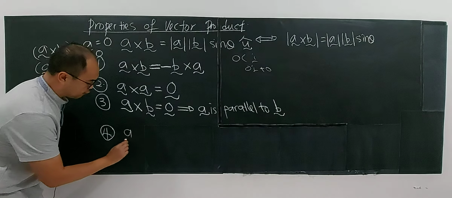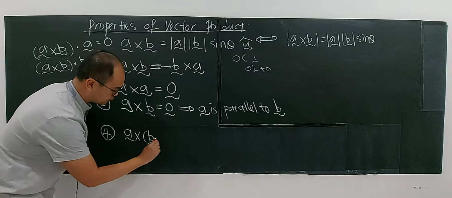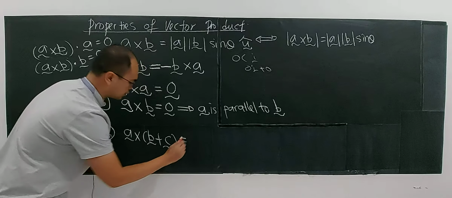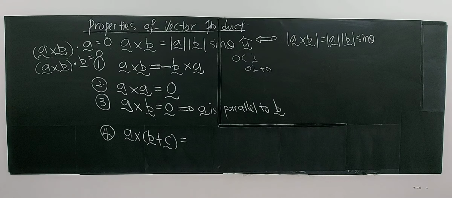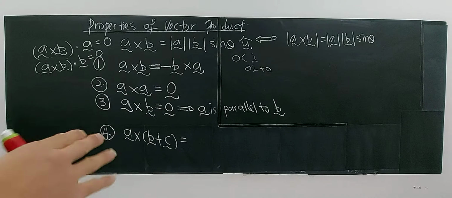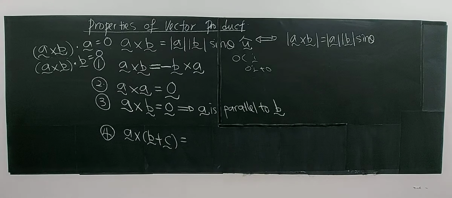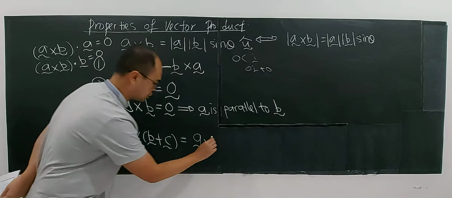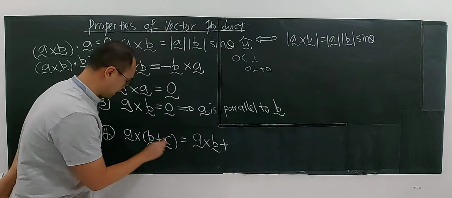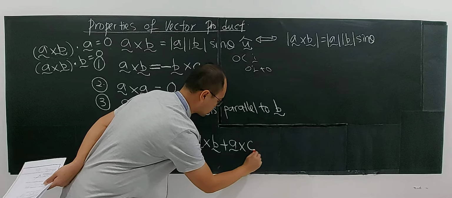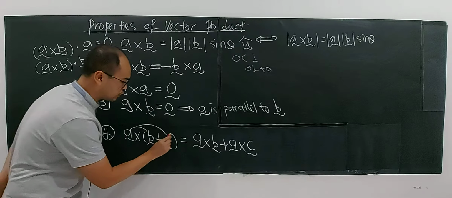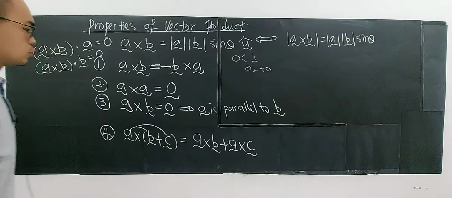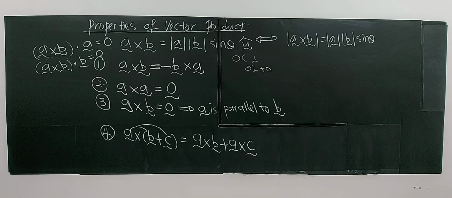So let's say if you have A cross (B plus C). This one is actually distributive. We said that the cross product is distributive across addition. It means that we can expand this as A cross B plus A cross C, right? We are doing the cross product for each of these vectors, so they give the same result.